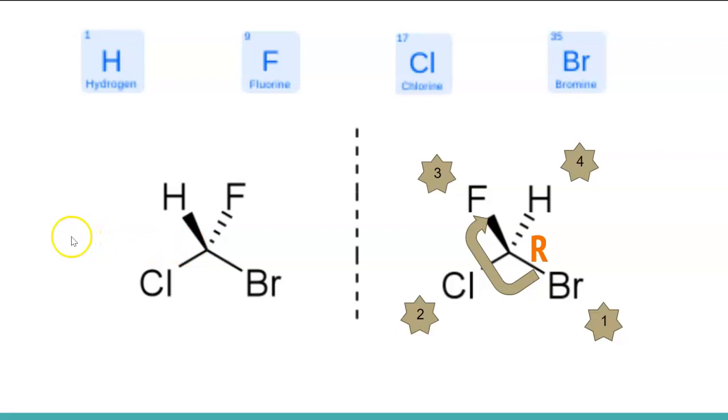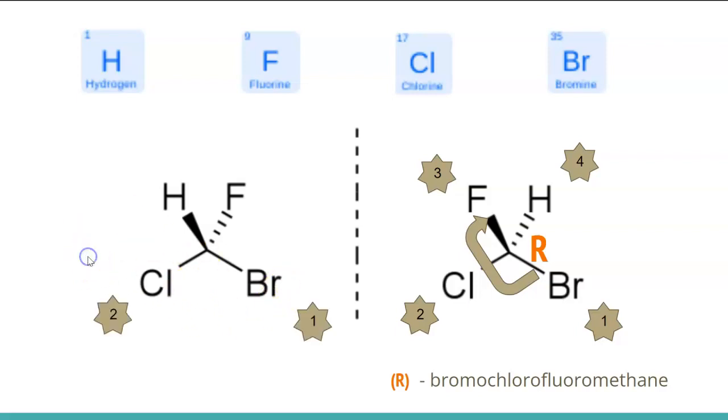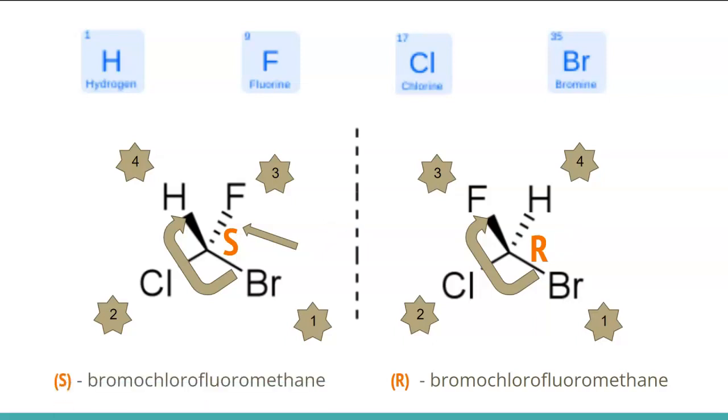Now, the guy over here on the left, we have the same order. We have the same priority over here. It's still bromine is 1, chlorine is 2, fluorine is 3, and hydrogen is 4. But fluorine is on the dash. So even though we're still going clockwise, this dash makes a difference in the identification, and we are going to call this one an S, which would make it S-bromochlorofluoromethane.